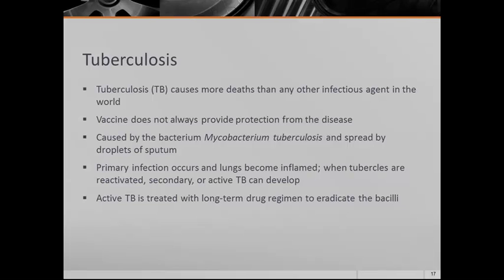Primary infections occur and lungs become inflamed when tubercles are reactivated. Secondary or active TB can develop. TB can develop spores which allow it to live an extended period of time outside of a living organism. Active TB is treated with a long-term drug regimen to eradicate the bacilli. Usually dual or triple antibiotic treatment is required because some of the bacilli have become resistant.